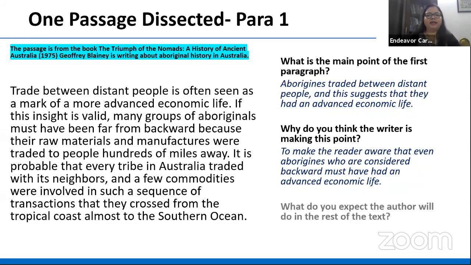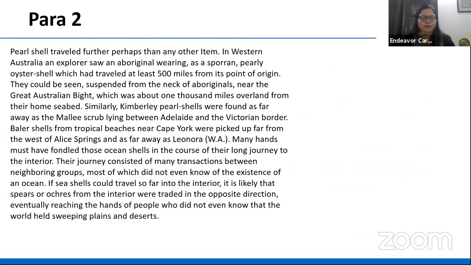So next paragraph, and look at our next question. I just mentioned it. We just discussed the next question. What do you expect the author will do in the rest of the text? He will go on to give you evidence regarding the distant trading by the aborigines. All right, let's look at the next paragraphs. So this is para 2, all right? A quick look. Let's not get into a lot of details, but a quick look.